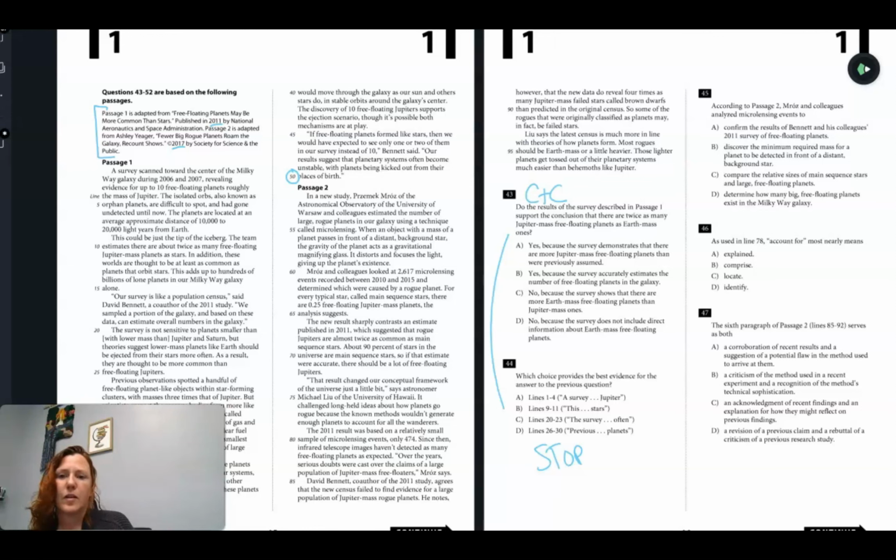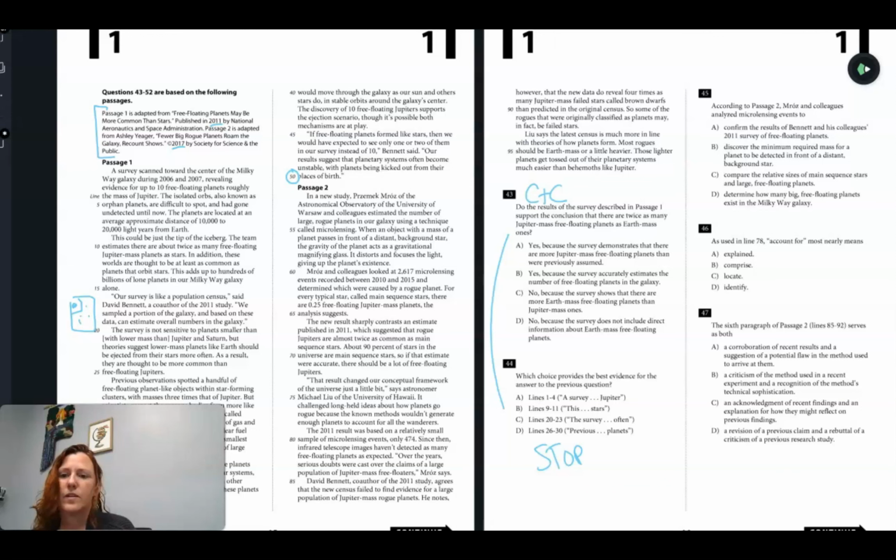Our survey is like a population census, said David Bennett, co-author of the 2011 survey. We sampled a portion of the galaxy, and based on these data, can estimate overall numbers in the galaxy. So it looks like instead of looking at the whole sky, they just looked at a chunk and then kind of determined what was happening everywhere else.